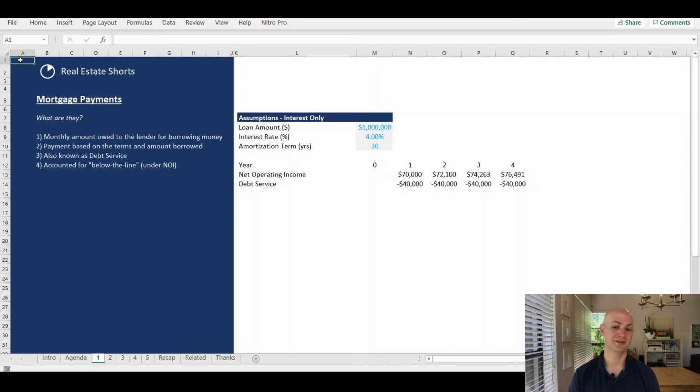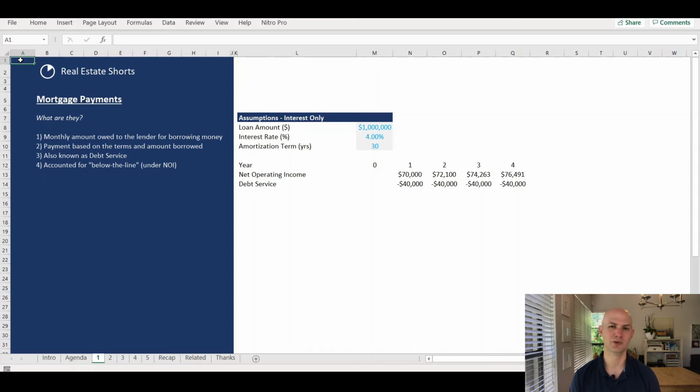And so in this example, I think we have a pretty straightforward case. You're going to borrow $1 million and you're going to have a 4% interest rate. In this case, the amortization term doesn't apply. We'll speak about why in a moment. But we have $40,000 worth of annual debt service.